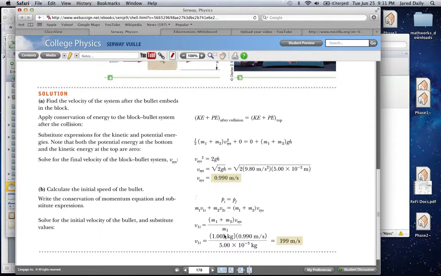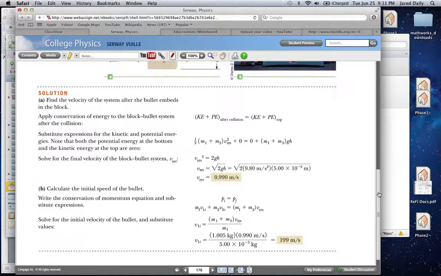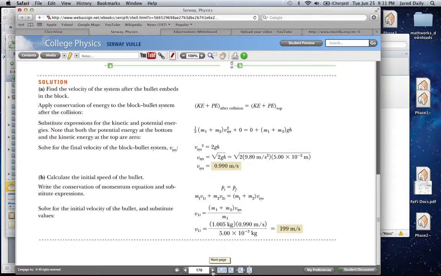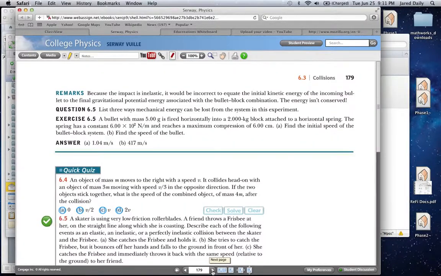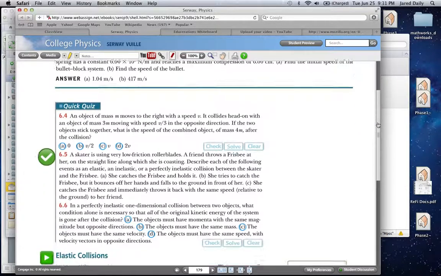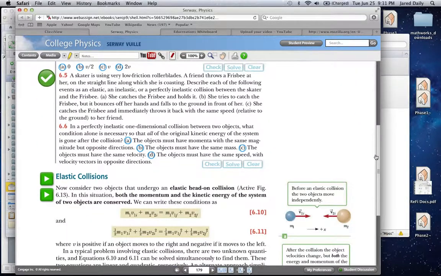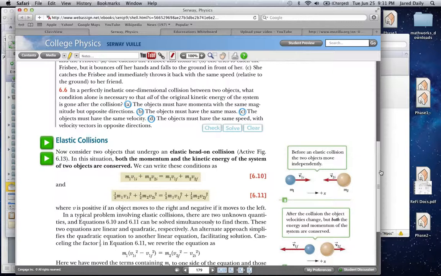Well, then they use conservation of momentum to say the momentum of the block and the bullet with this velocity has to equal the momentum of just the bullet with its original velocity, and then they solve that for the original velocity, and they get 199 meters per second, which makes sense for a bullet. About 200 meters per second is a pretty reasonable speed for a bullet. And that is conservation of momentum, where they used conservation of energy of the second part of the experiment to calculate the velocity and the final velocity in the first part of the experiment, so that they could use the conservation of momentum.